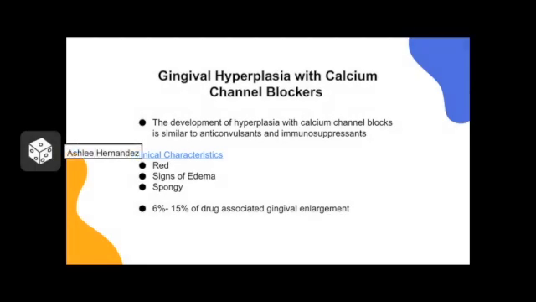The development of hyperplasia with calcium channel blockers is similar to that of anticonvulsant and immunosuppressant drugs. It begins with the enlargement of the interdental papilla, which then forms triangular masses that protrude, and as they grow, they unite. Characteristically, they're red, there are signs of edema, and they're spongy. Calcium channel blockers account for 6 to 15% of drug-associated gingival enlargement.